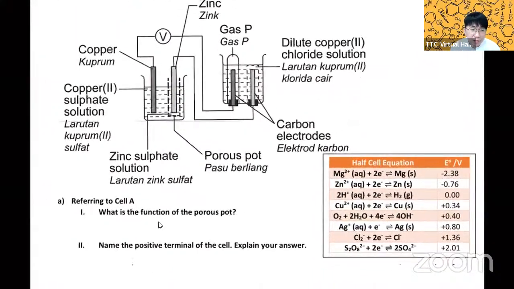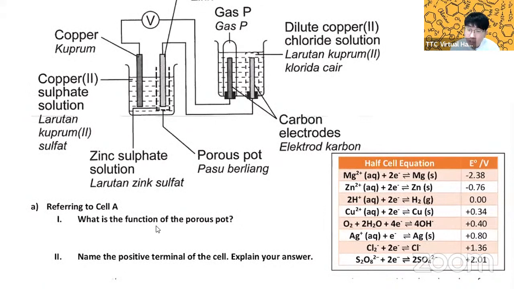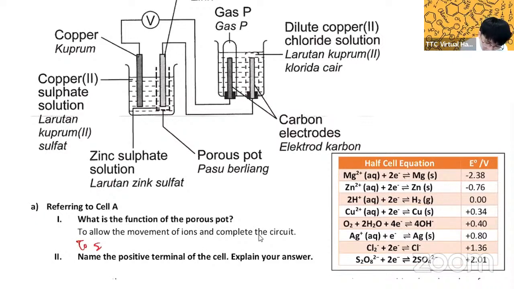Okay, so what is the function of the porous pot? Something we haven't done before. We did the salt bridge, right? What we know about the salt bridge is that you complete the circuit by allowing ions to pass through. But the porous pot does something extra, which is that it can separate your solutions physically, while still allowing ions to pass through. So there are a few keywords for your porous pot: to allow movement of ions and complete the circuit. This is a very short answer. What you can do is separate the two solutions physically.